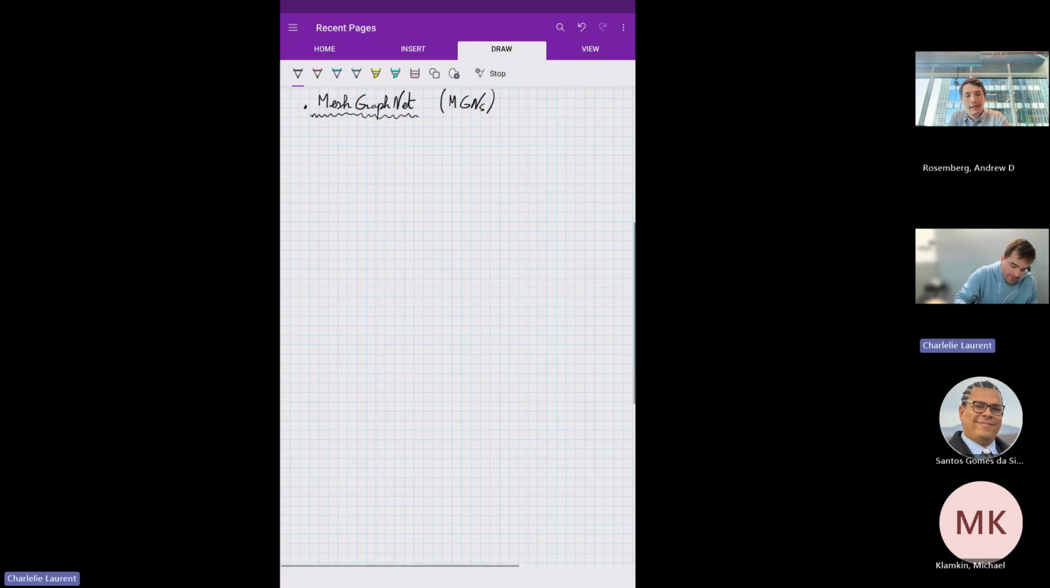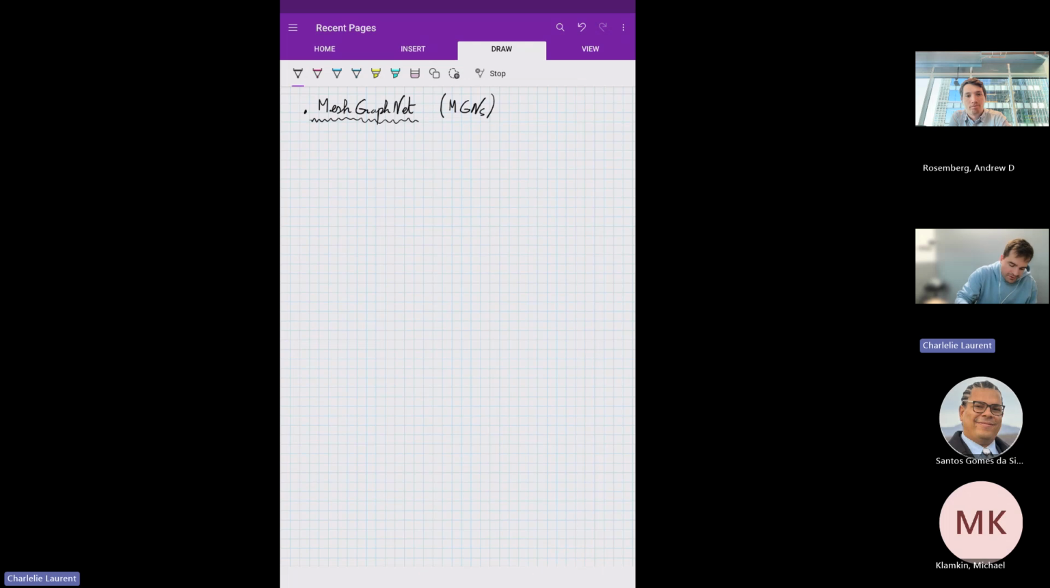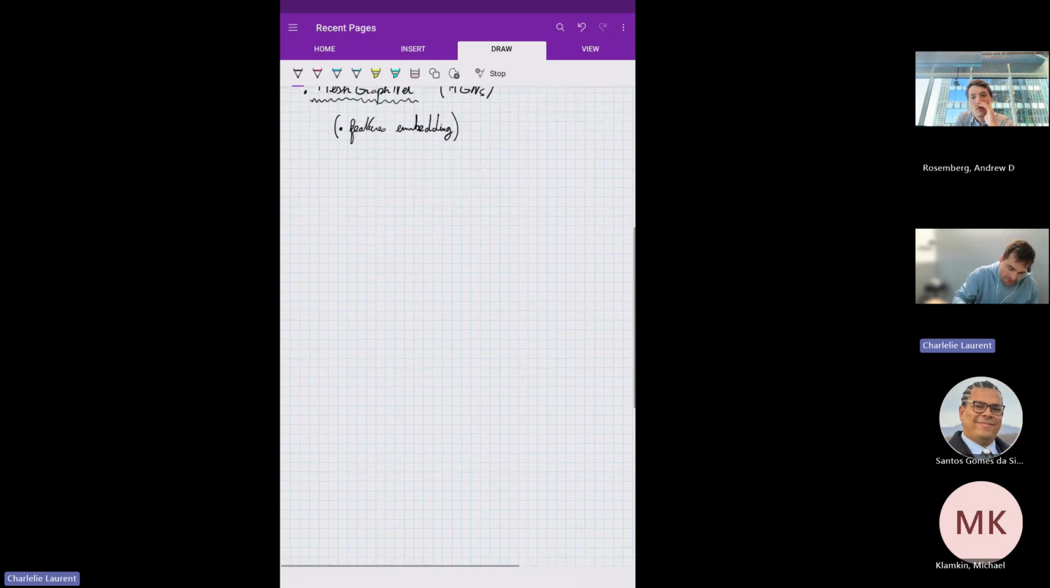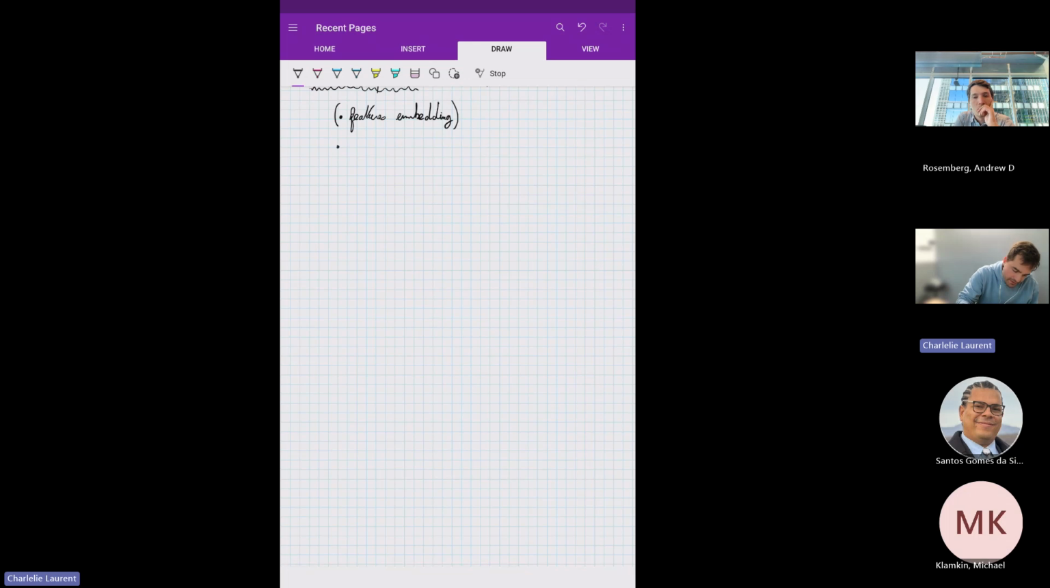There are three components in a mesh graph net. Actually, you can say four. The first one I'll put in parentheses because it's not always mentioned: features embedding. This is basically the question of how to present the features in a way that the mesh graph net can process them. Then the actual architecture has three components.